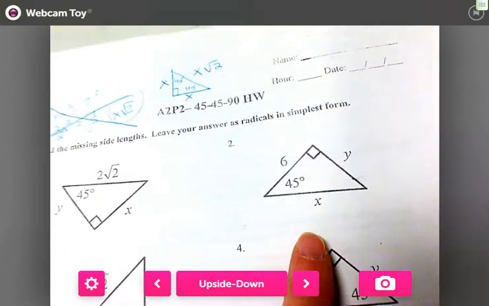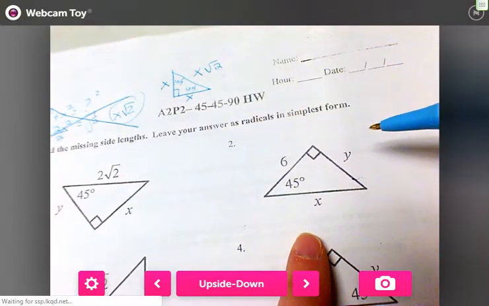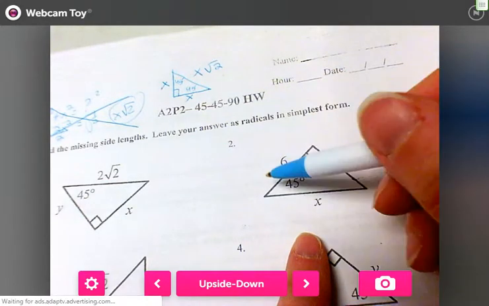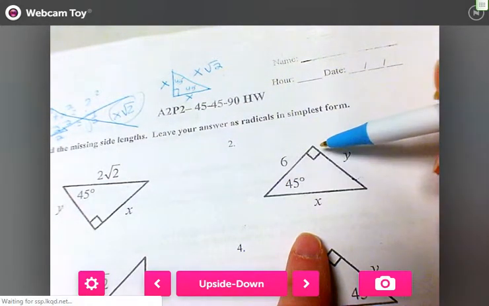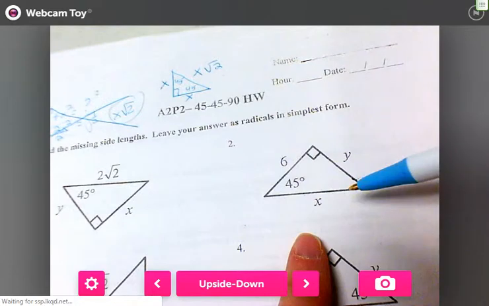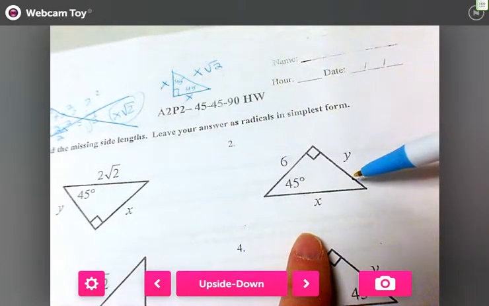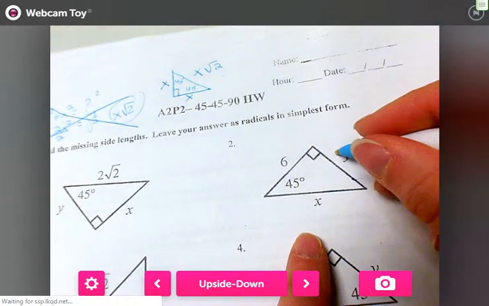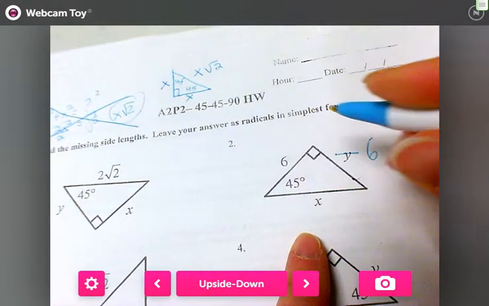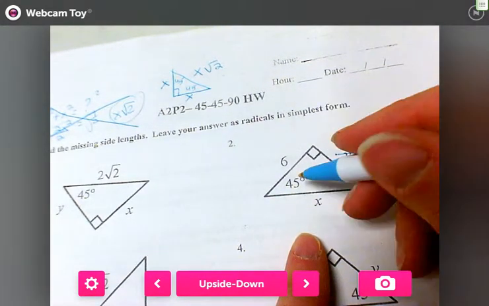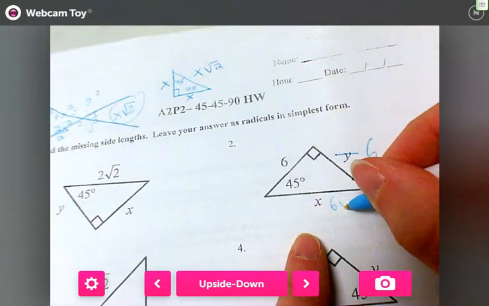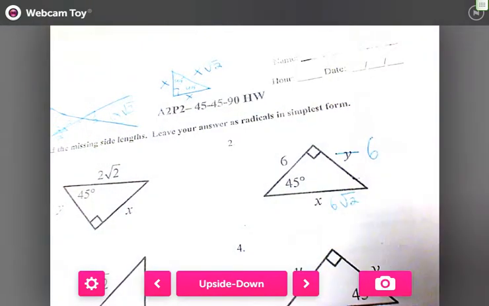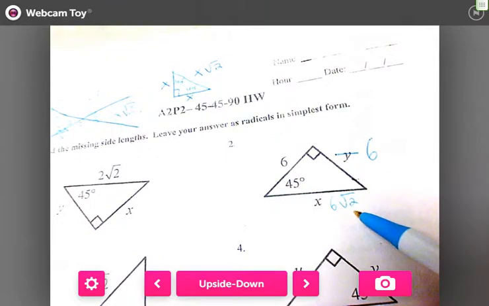We know this is a 45, 45, 90 triangle. Okay? This has 45, this 90. The interior angles of a triangle always add up to 180, so the other one has to be 45. Okay? If this side is 6, y over here is also 6. And the hypotenuse will be 6 square root 2. That's it. All I did was put that square root 2 with it.